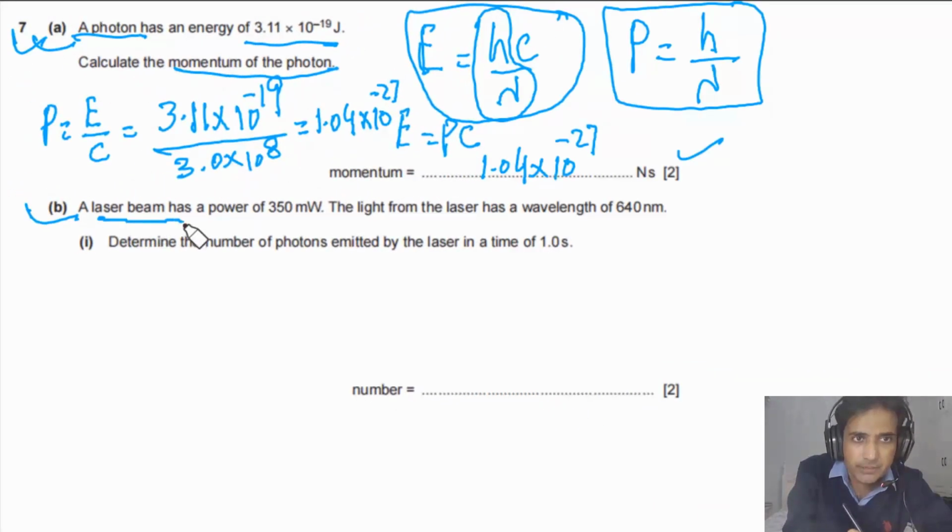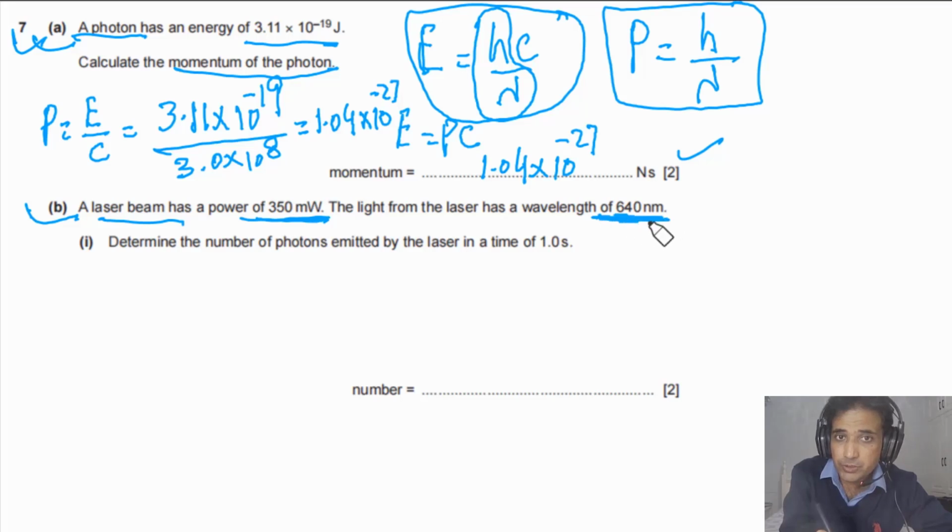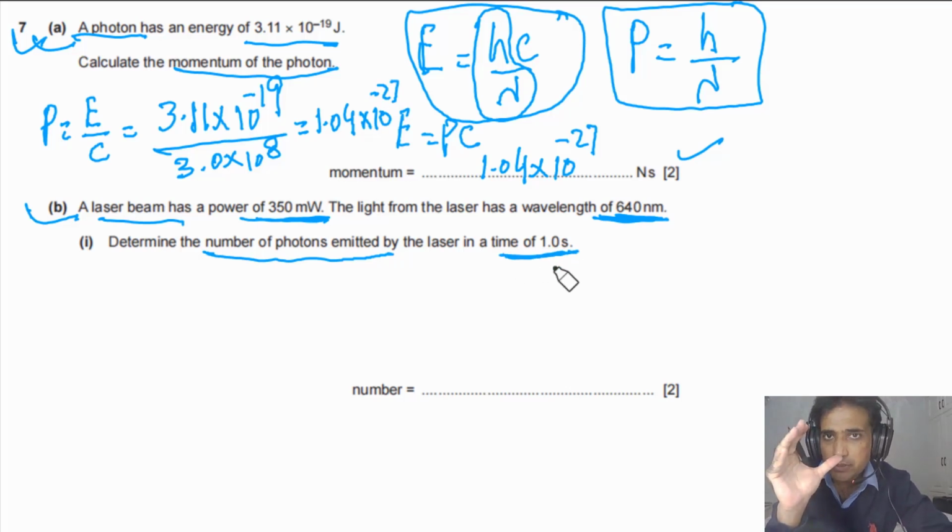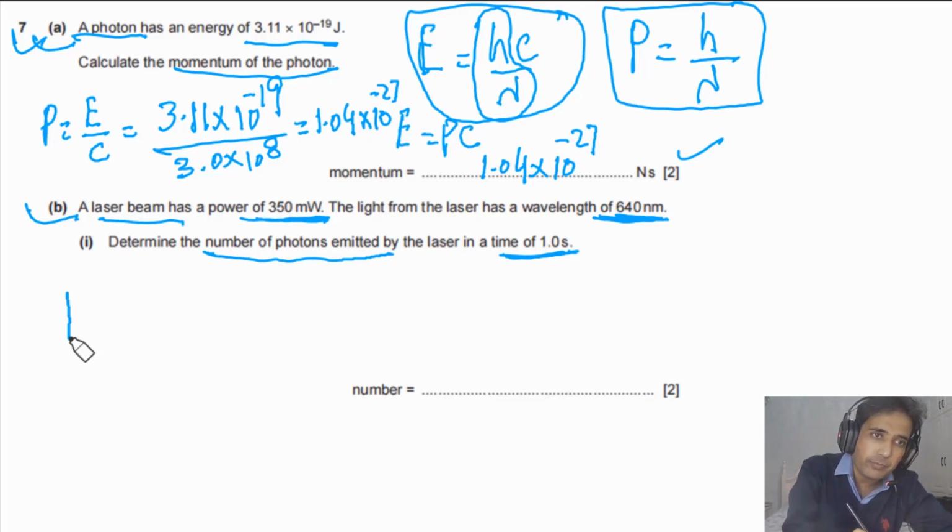Part B says a laser beam has a power of 350 milliwatts. The light from the laser has a wavelength of 640 nanometers. Determine the number of photons emitted by the laser in a time of 1 second. In order to answer this question, simply you can start with power.